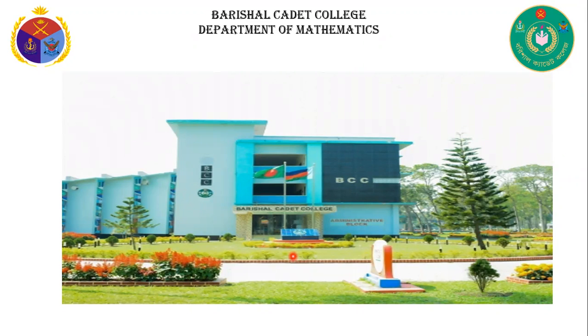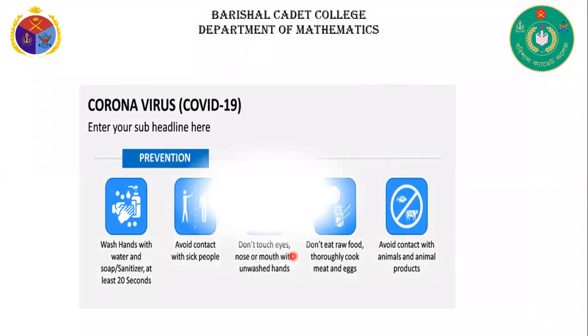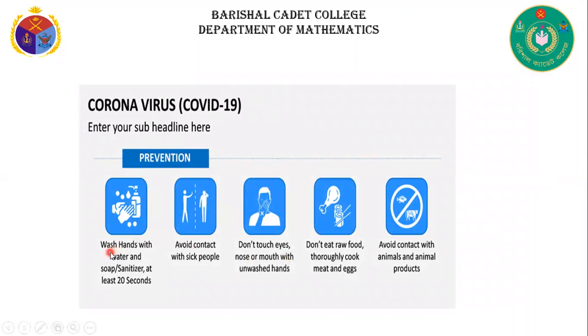Dear cadets, you have to follow the preventive tips for your safety. Firstly, wash hands with water and soap or sanitizer for at least 20 seconds. Avoid contact with sick people. Don't touch eyes, nose, or mouth with unwashed hands. Don't eat raw food; thoroughly cook meat and eggs. Avoid contact with animals and animal products.